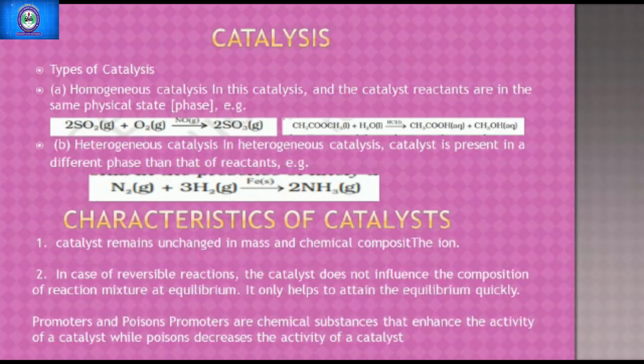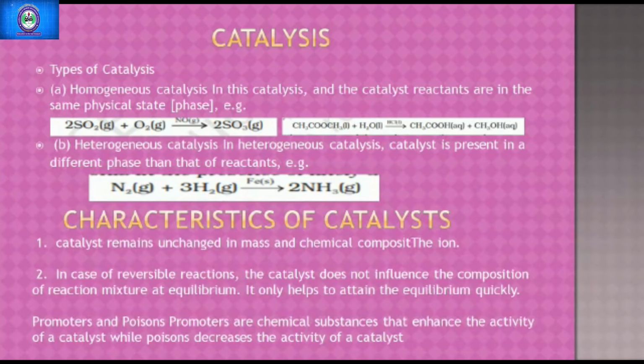Now, what are the characteristics of a catalyst? Catalysts remain unchanged in mass and chemical composition. In the case of a reversible reaction, the catalyst does not influence the composition of the reaction mixture at equilibrium. It only helps in attaining the equilibrium quickly.